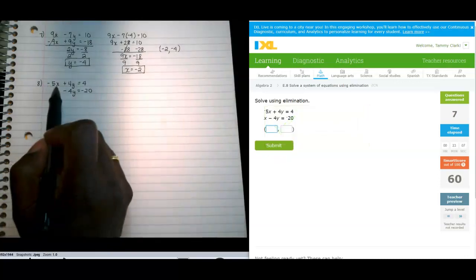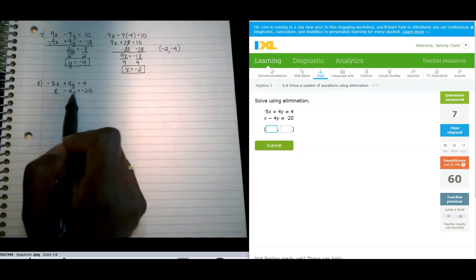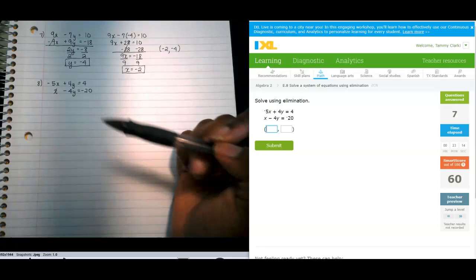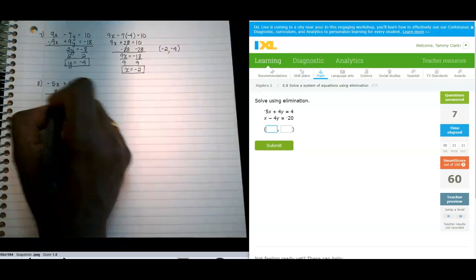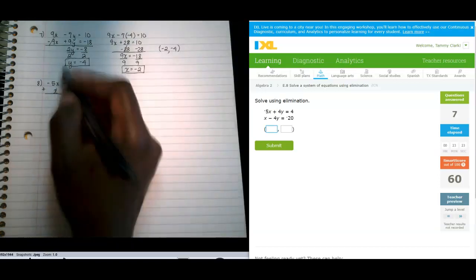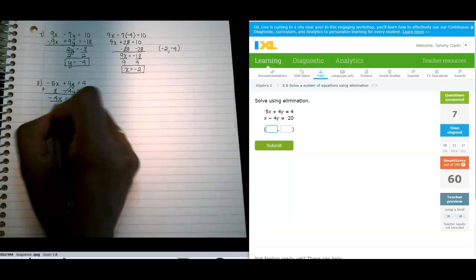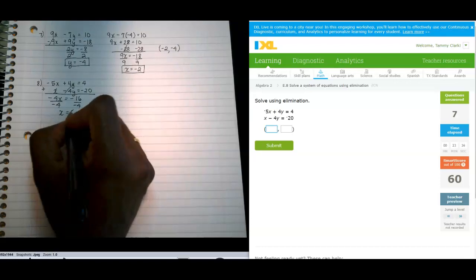We've got -5x plus 4y equals 4. X minus 4y equals -20. And again, we're looking for the same coefficient with opposite signs, and we have that in the y term, so we can eliminate that automatically. Go ahead and add these two equations. So we have -4x is equal to -16. Divide both terms by -4. Therefore, x is equal to 4.